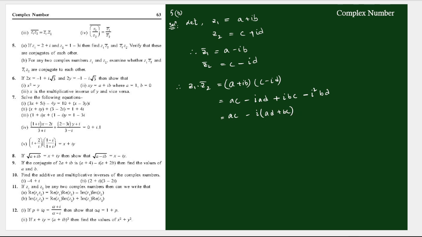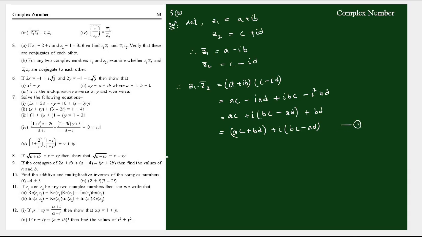Okay. Something is fishy. The positive one I will write first. That will be better. BC minus AD. i square is how much? Minus 1. Minus into minus, plus BD. So AC plus BD plus i BC minus AD. See, this is your number 1.